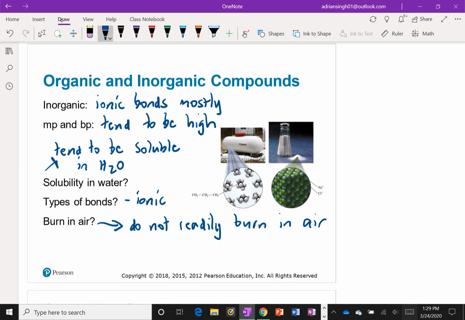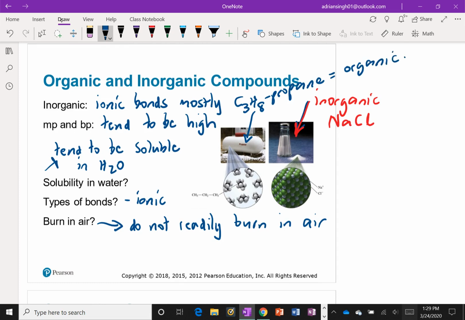And we have here a couple of comparisons. This is propane here on the left, that's an organic compound, and in contrast to it on the right side there, that's sodium chloride, regular old table salt. This is inorganic. And your propane here, which is C3H8, is an organic compound.